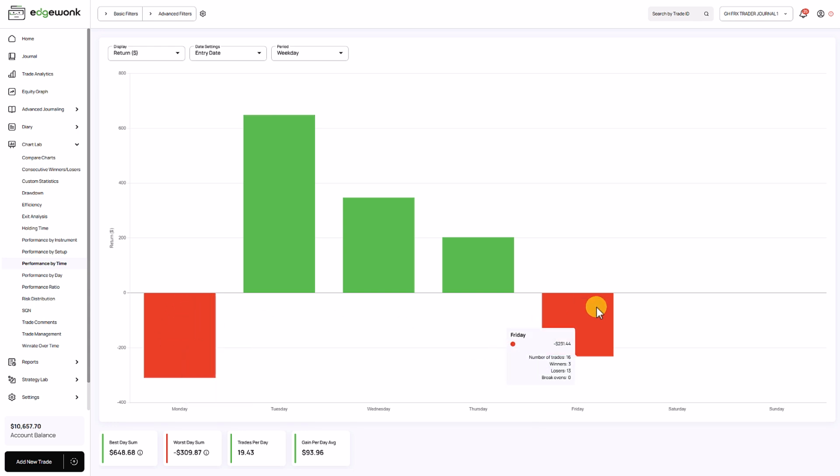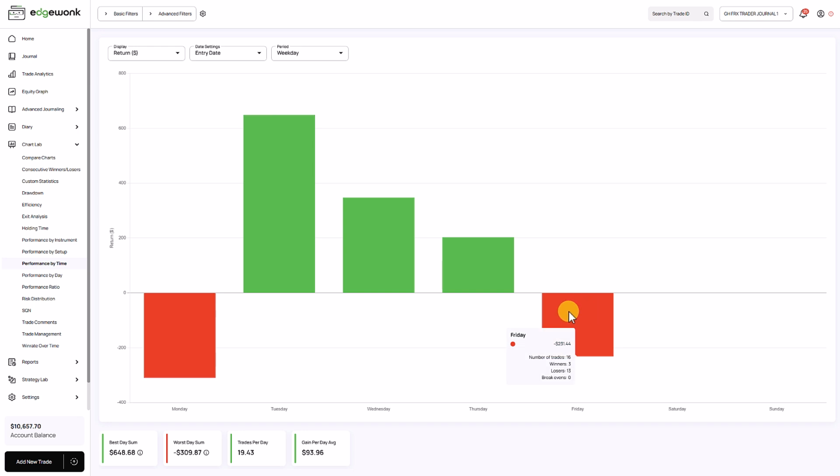And on Friday, if you have an underperformance, it could mean that you are maybe exhausted, maybe you're not feeling great anymore, maybe you've had a long, exhausting week, and that could lead to taking bad trades and not being as focused and making mistakes there.